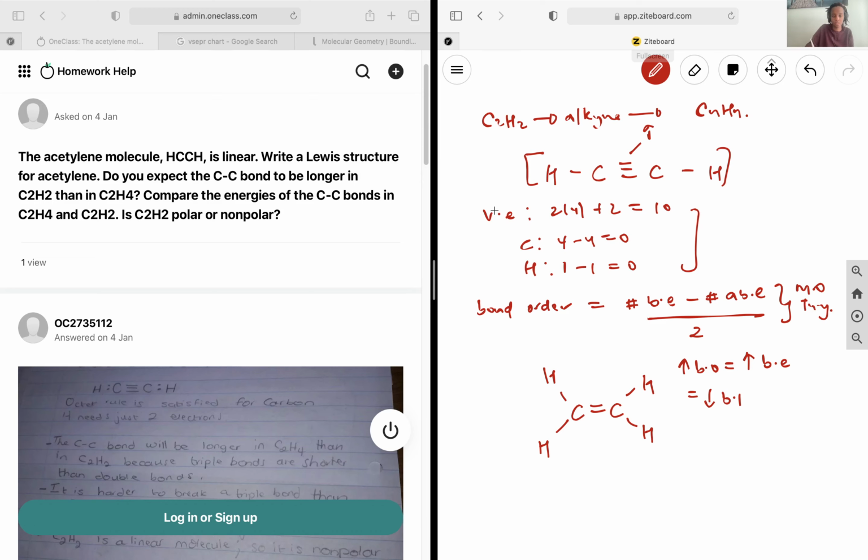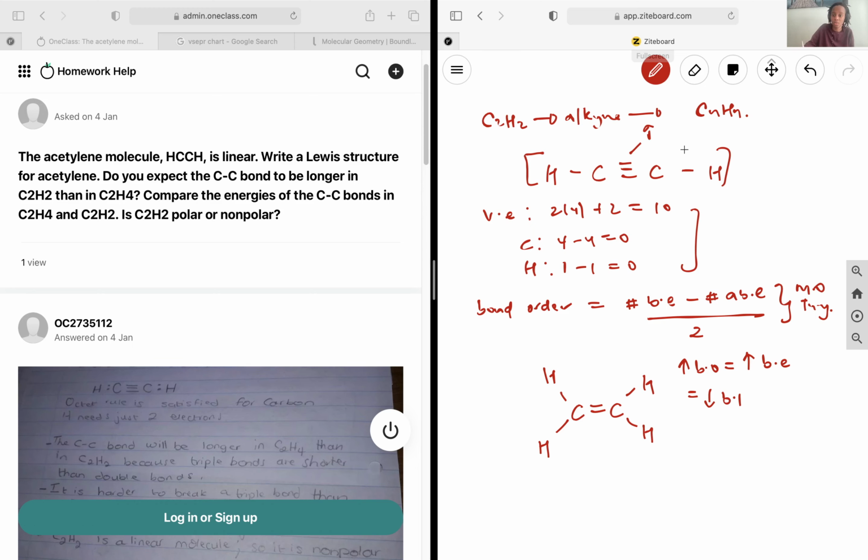And so the next question is compare the energies of the bonds. And so the energies we've already described here with the bond order. This is going to have a higher bond energy than this one because this has a higher bond order than this one. And lastly, we want to answer, is it polar or non-polar?